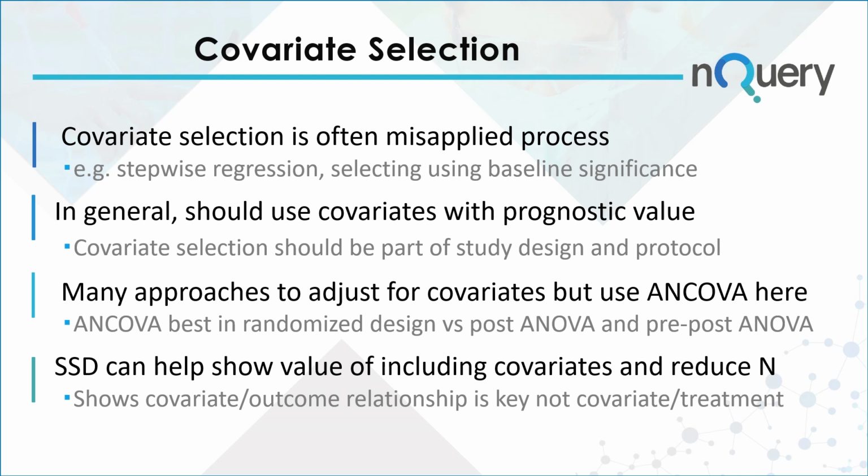But despite this, covariate selection is a, let's say, controversial process in terms of how it's practically done in many settings. You could look at things like stepwise regression, which most statisticians at this point would agree is a very bad way of selecting covariates in a model. But the other one, which is very common and which generally doesn't make any sense, is selecting your variables based on their baseline significance, their basically imbalance across the treatment factor.